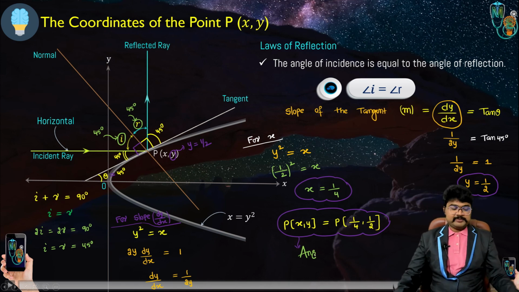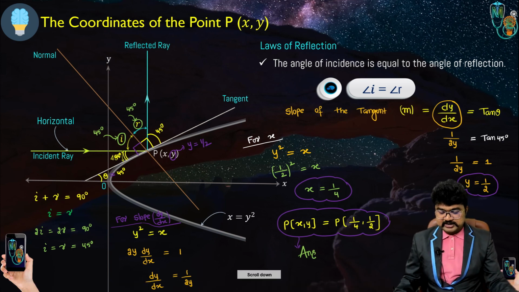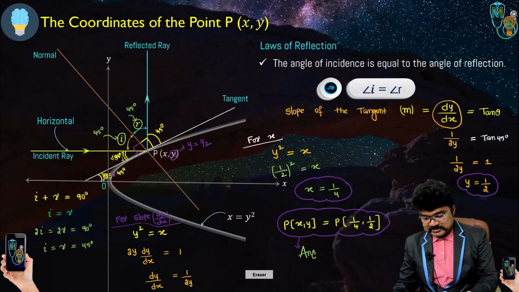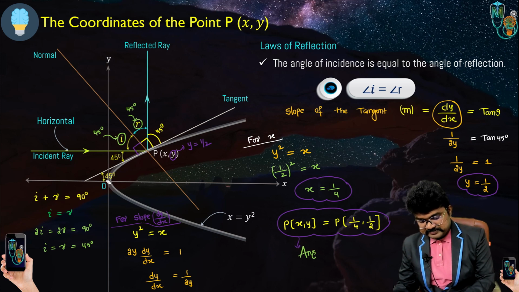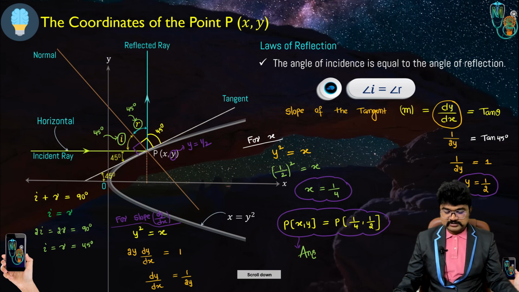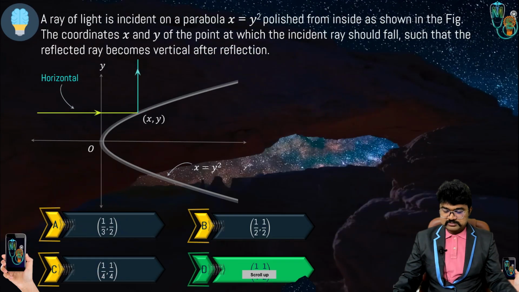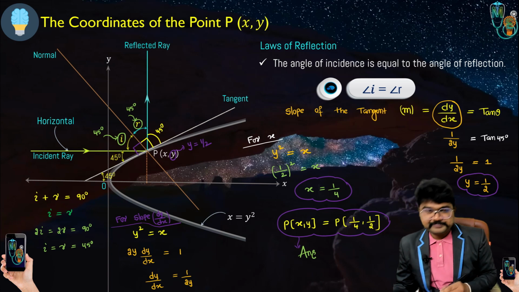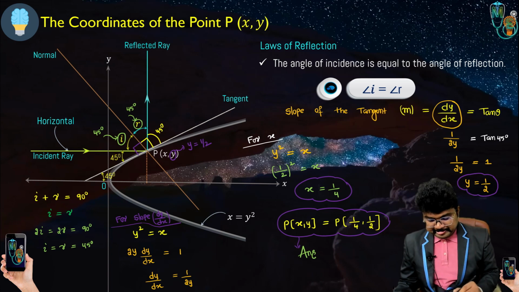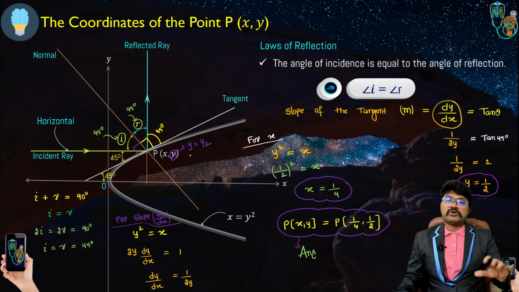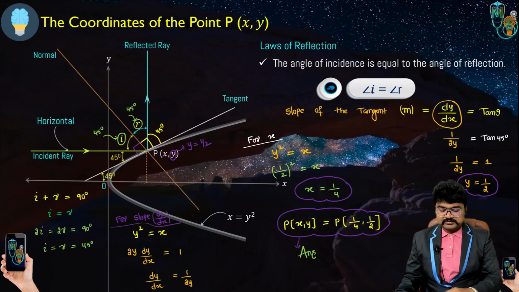So what did we do? Here we already have 45, 45. So this would be 45. Both are 45. It's very simple to solve the problem. Clear? Understood? Y equal to 1 by 2. So m equal to dy by dx. Once you differentiate y square equal to x, finally dy by dx equal to 1 by 2y.